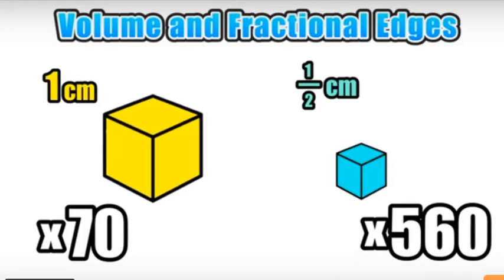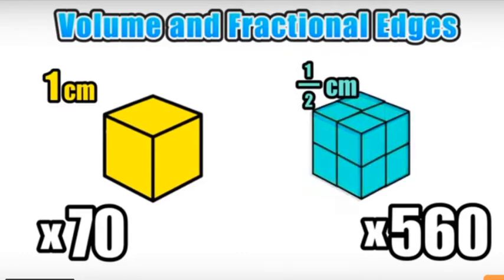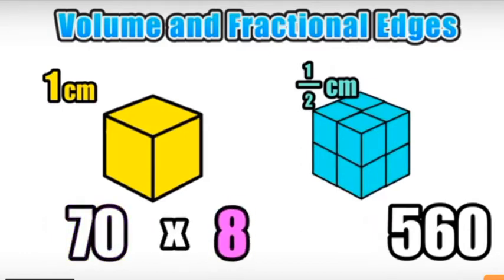So by comparison, we should see that a 1 centimeter cube is the equivalent of 8 1/2 centimeter cubes. So when we compare our volumes, our 1 centimeter volume was 70, and if we multiply 70 by 8, our result is 560. By visualizing this relationship, we should be able to better understand how we express the volume of a figure and how that volume is dependent on the unit that we choose to use.